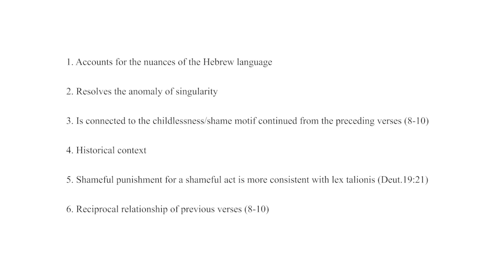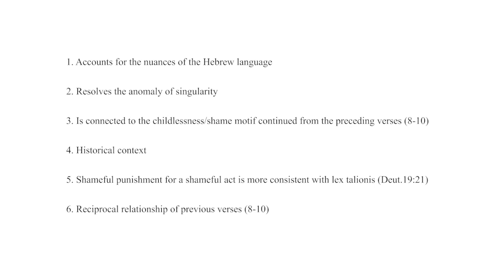Number 2, as Dr. Walsh again summarized succinctly, it resolves the anomaly of one and only one law in the entire Israelite corpus that imposes physical mutilation as a punishment. Number 3, it is connected to the childlessness shame motif continued from the preceding verses. Number 4, it has a historical framework, given this specific punishment was prescribed in other ancient Near Eastern codes. Number 5, the shameful punishment for a shameful act is more consistent with lex talionis as well as the preceding verses. And finally, there is sort of a reciprocal relationship between the two. In the preceding verses, the woman is shamed, and therefore the man is shamed as a punishment.